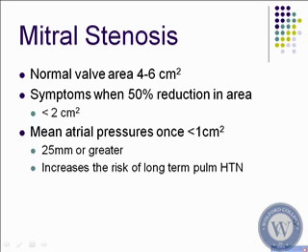The normal valve area for the mitral valve is around 4 to 6 centimeters squared. Symptoms occur when there's a 50% reduction in the valve area, when you're less than 2 centimeters squared. Remember, anytime you see a 50 to 60% reduction, usually that's become significant. Once the area is less than 1 centimeter squared, it is very severe. You usually have a very significant gradient, 25 millimeters or greater. It increases the risk of long-term pulmonary hypertension if you get to that point, even if you do replace the valve.